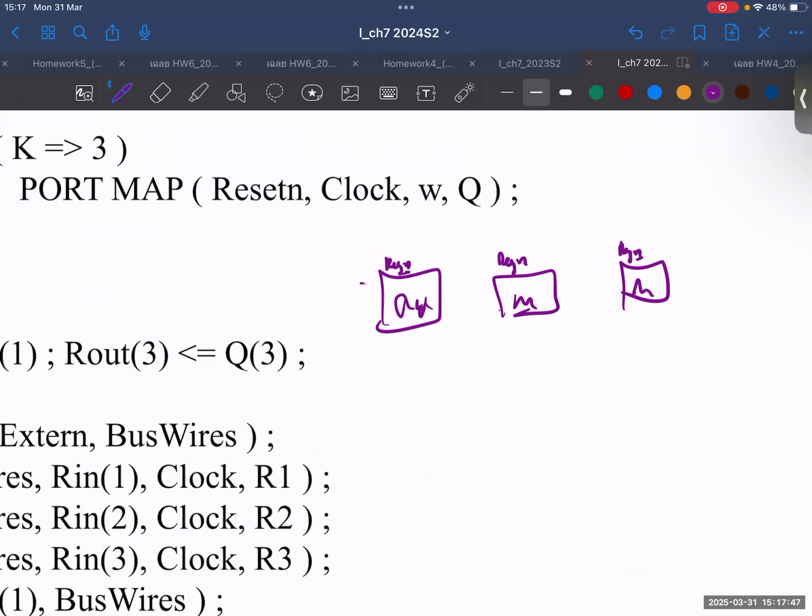And of course, the interface looks like this. They all look the same, right? Q and R, this is Q and this is R, and the clock and R in. I write it there because it's inside. This is R and Q, R and Q. They look the same, with the clock and R in.